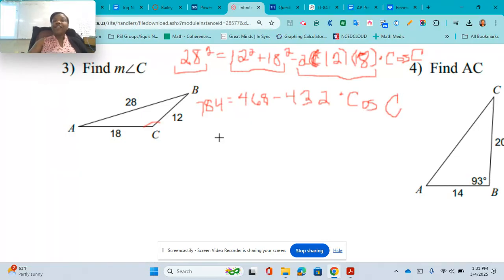All right, we need to get cosine of C by itself. So what can we move on that side of the equal sign that is further from cosine C? The 468. That is a positive 468. So in order for me to move it, I need to make it a negative, subtract it. So I'm going to subtract 468. What I do to one side, I have to do to the other side.